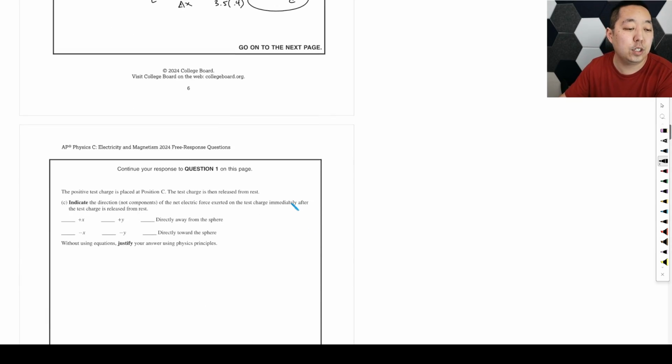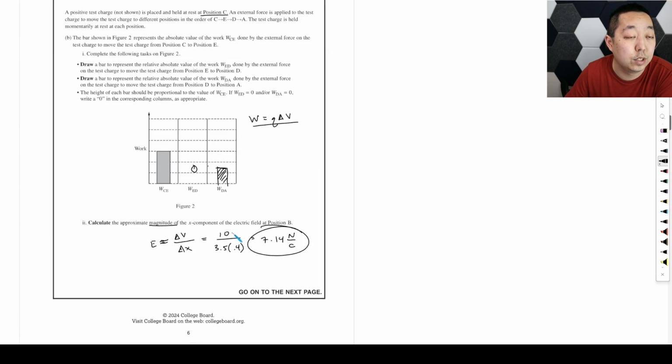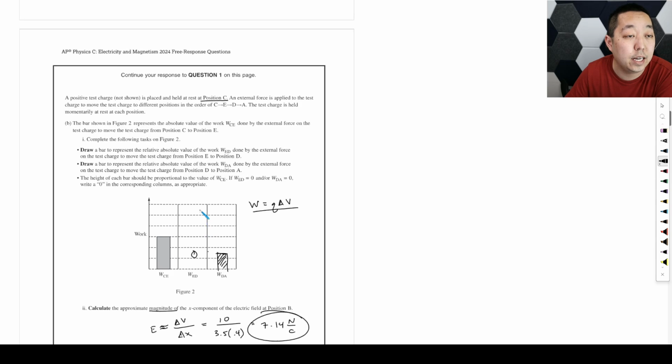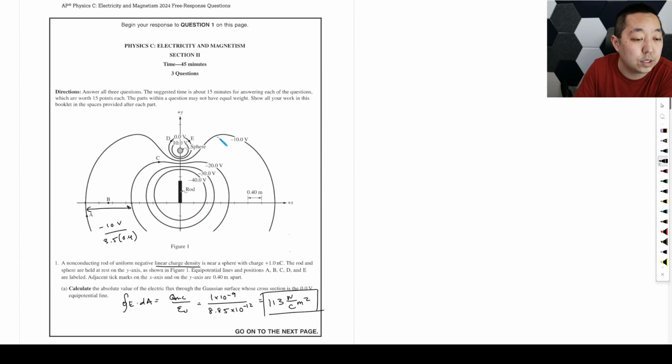Okay, a positive test charge is placed at position C. What's the direction of the net electric force? Remember, the electric field lines are perpendicular to the equipotential lines, so it's going to be a vertical thing. It's perpendicular at this point. Now the question is up or down.